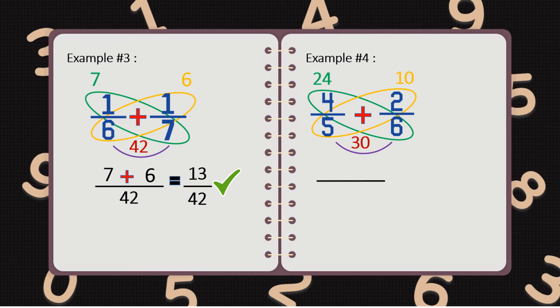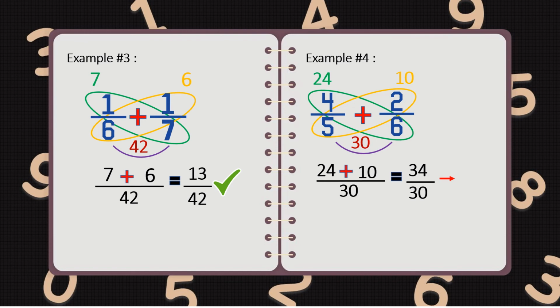Okay, then add. So, copy the denominator 30, then the numerator is 24 plus 10. Okay, so 24 plus 10 is 34. Then copy denominator 30. So, we have 34/30. Is this the final answer? No, it is not the final answer because the fraction is an improper fraction. So what are we going to do? Let's change it into a mixed number.